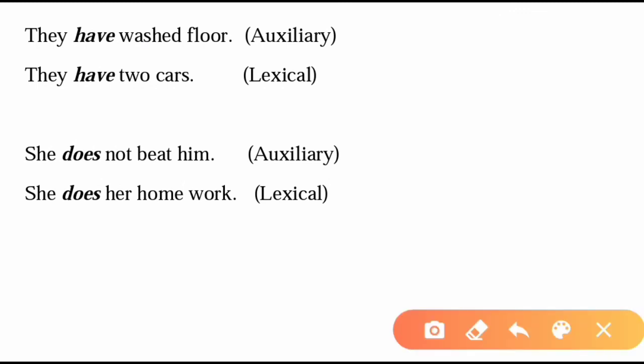Let's talk about the last example: "She does not beat him." Here "does" is used as a helping verb for the main verb. In this sentence we have used it in a negative sentence. All the helping verbs that we use for making negative or interrogative sentences, we call helping verbs, or we can say auxiliary verbs. Another example, you can see: "She does her homework." In this sentence, "does" is used as a lexical verb.